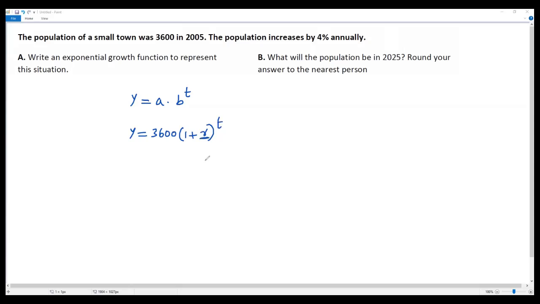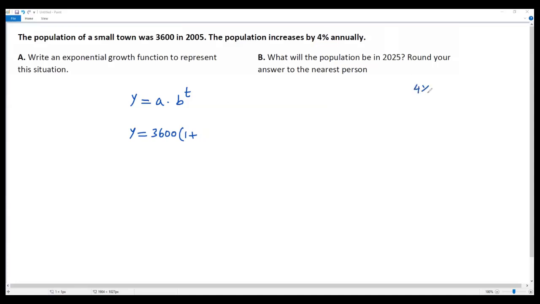It is the growth rate. The question clearly says the growth rate is 4%. That means the population increases by 4% annually. So every year the population increases by 4%. So that 4% is the growth rate. When I'm writing the growth rate in the exponential growth function, it has to be in the form of a decimal. So let's convert this growth rate to decimal form.